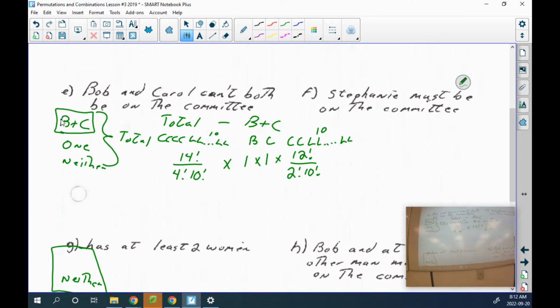And then Stephanie must be on the committee. Our groups are Stephanie and other. We just have Stephanie on the committee. That would mean there's 3 spots left on the committee, and 10 people that are still not on the committee. So one way to put Stephanie on the committee, 13 objects to arrange, 3 that are identical, 10 that are identical.